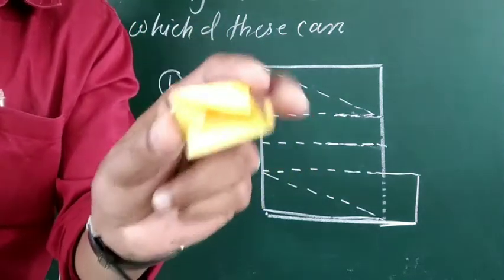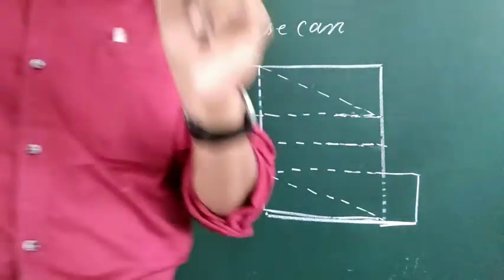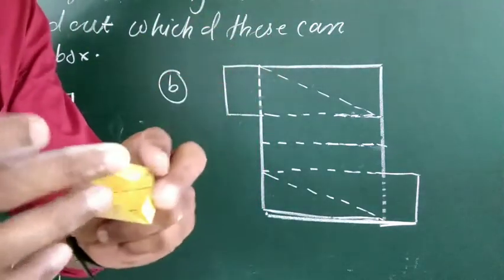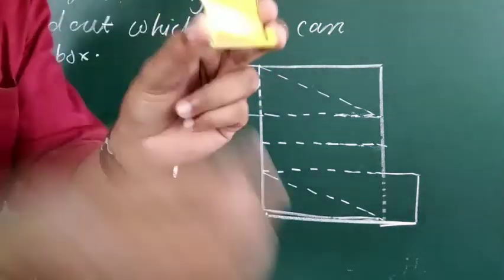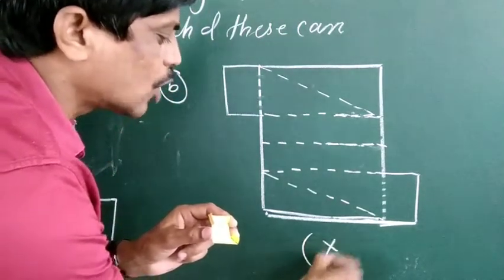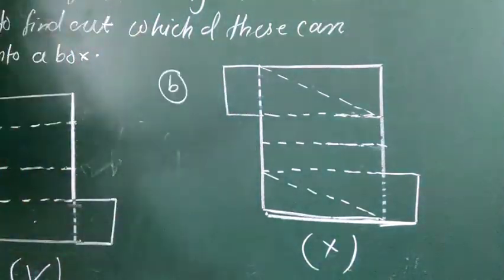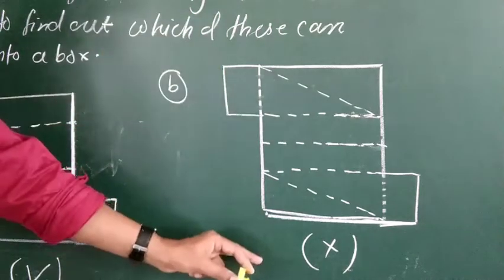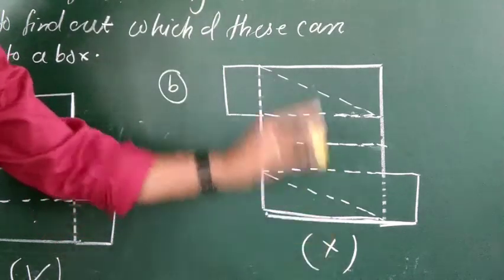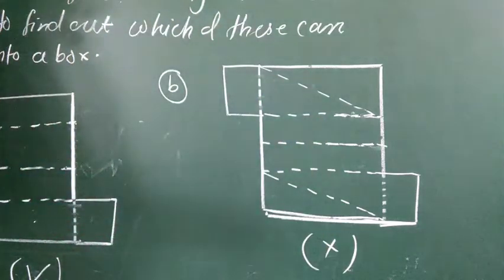तो हम ये कह सकते हैं कि it is not changing into a box. अब whenever you fold it along the dotted line, it is not changing into a box. It is not making a box. So we can put a cross mark here, means wrong mark. It shows that it is not changing into your box shape.